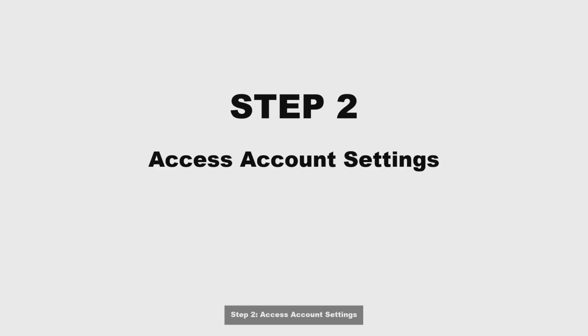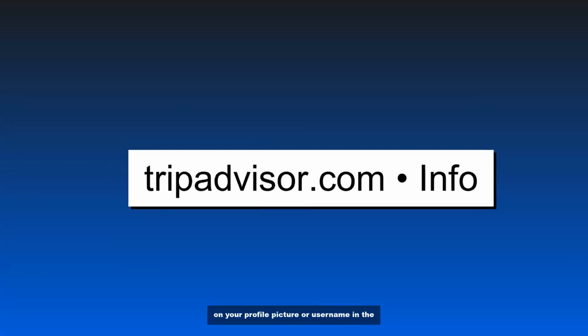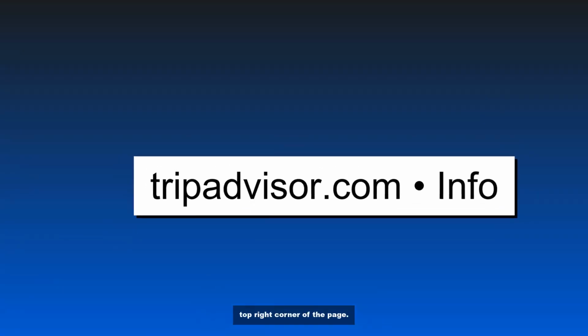Step 2. Access account settings. Once logged in, navigate to your account settings. This is usually found by clicking on your profile picture or username in the top right corner of the page.